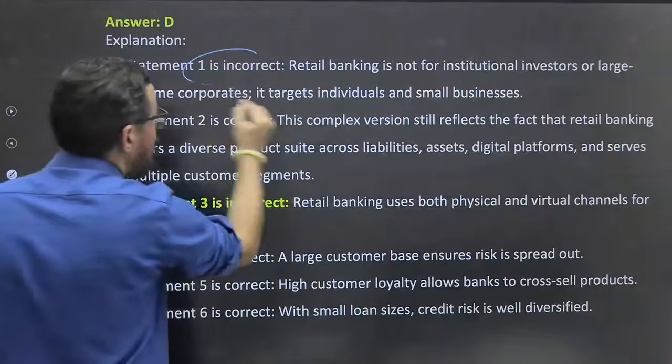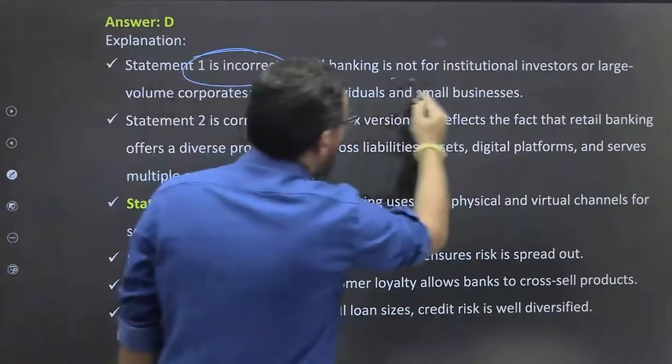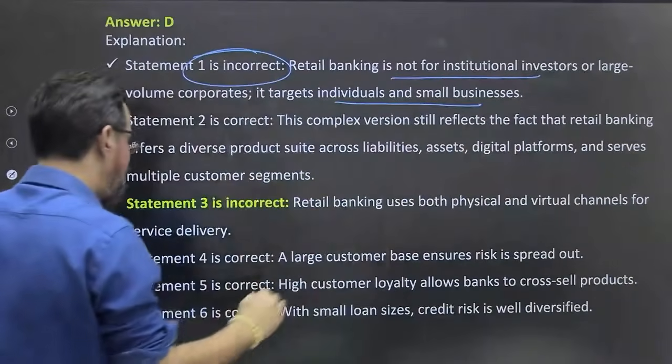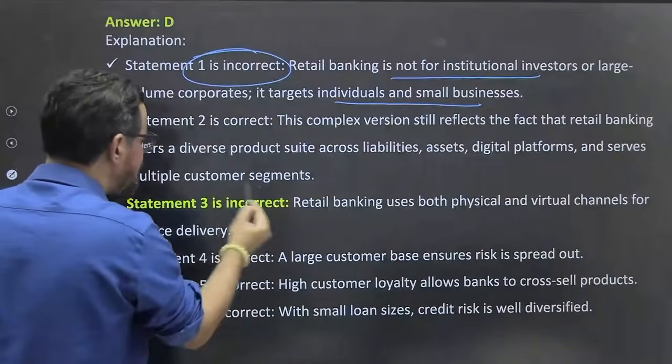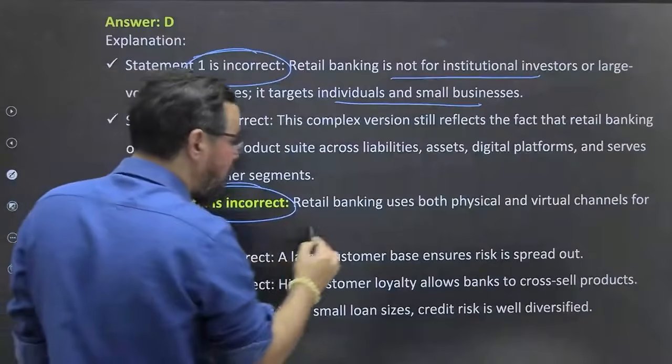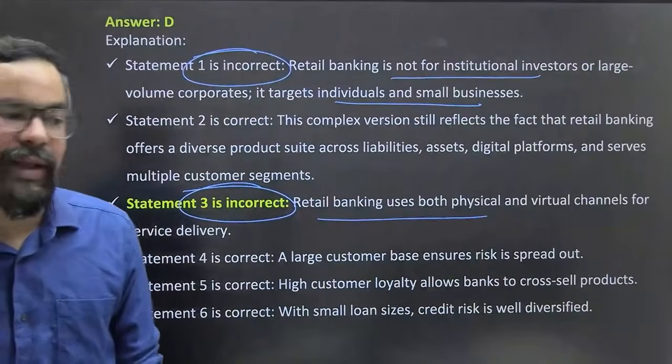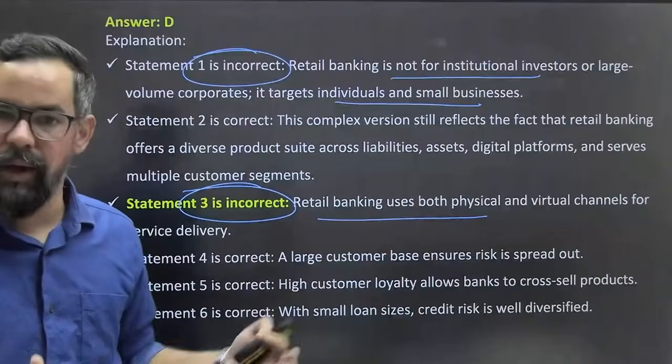So statement 1 was incorrect. Retail banking is not for institutional investors or large volume. It deals with individuals and small businesses. Statement 3 is incorrect. Retail banking uses both physical and virtual channels for service delivery, like ATMs. In the case of physical, we have branches.